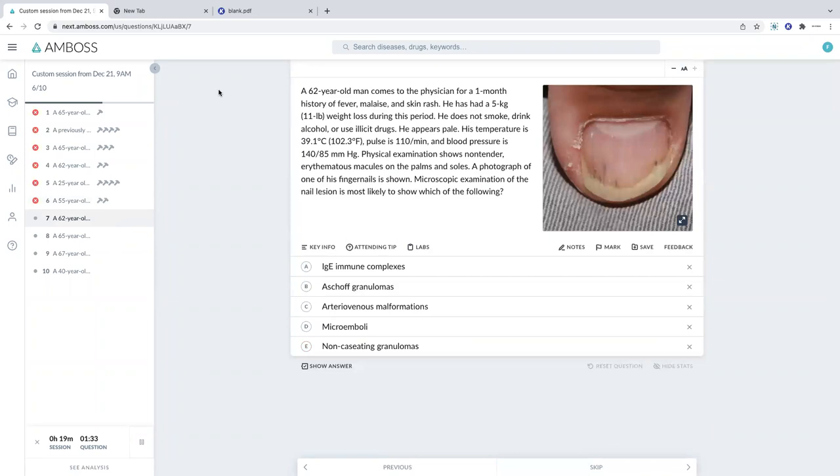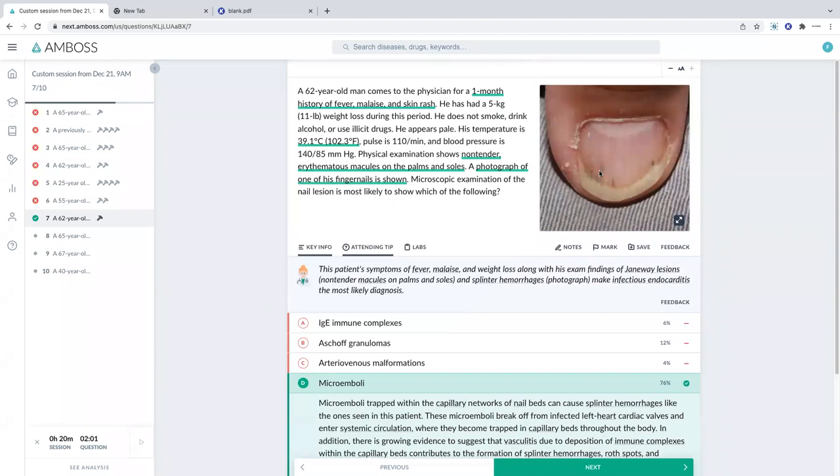Okay. Which one did you guys choose over here? Microscopic examination of the nail lesion is most likely to show which of the following? This is a patient of what? This is a patient of infective endocarditis. Very good. So what will it show over here? What do these black lines represent? These black lines, what do they represent? Okay. These black lines, they represent splinter hemorrhage or microemboli.